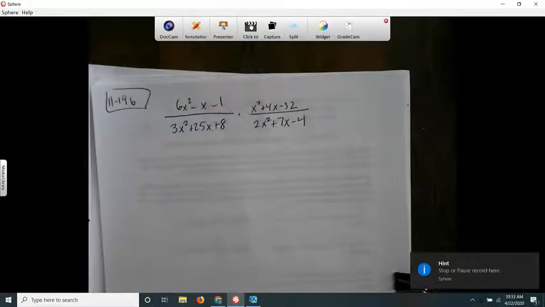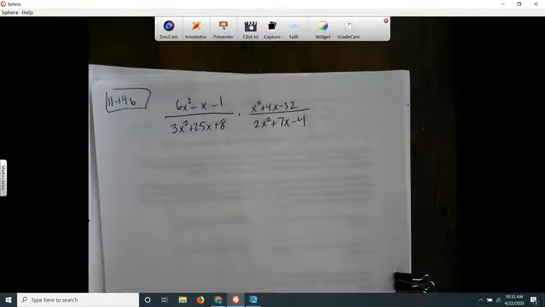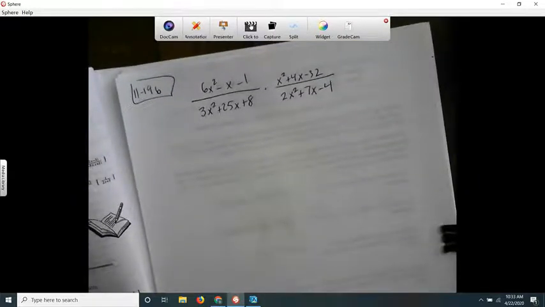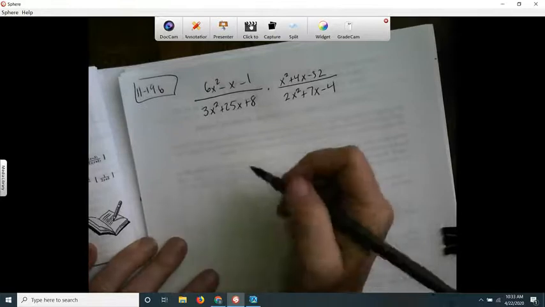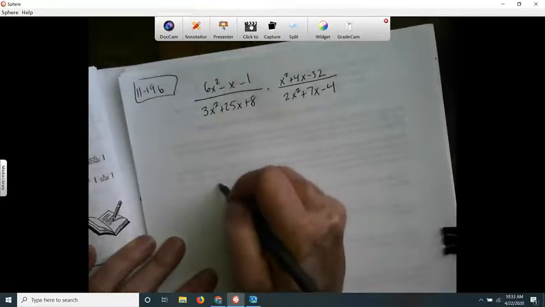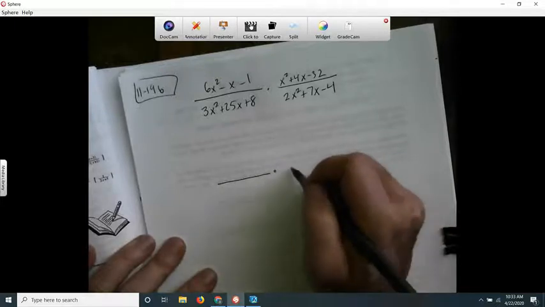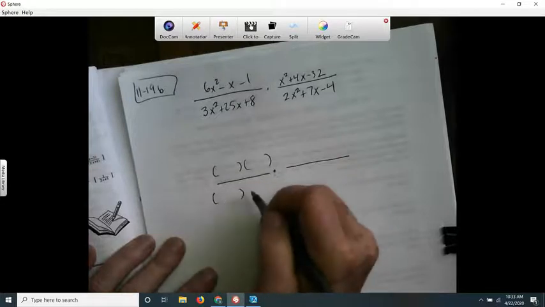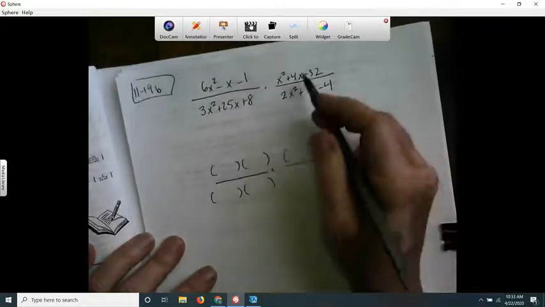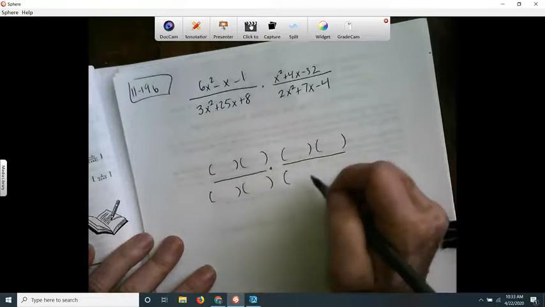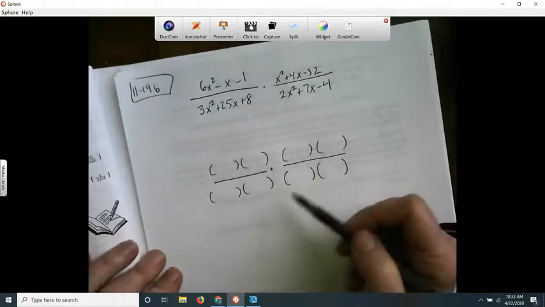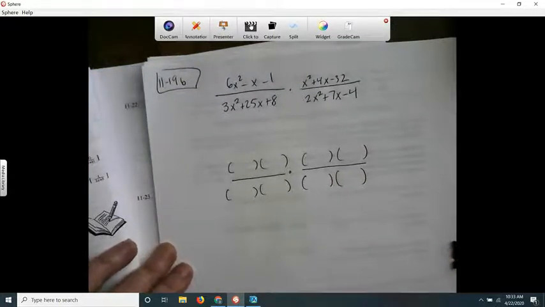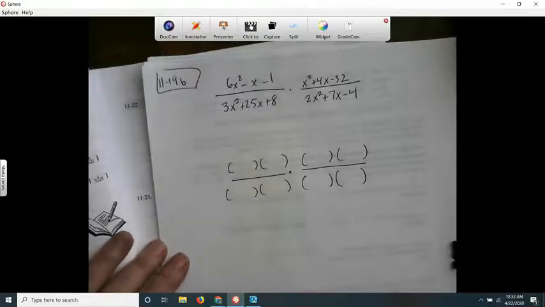This is Integrated 3, problem 11-19, letter B. I'm guessing the reason I'm getting questions on these is there might be issues with factoring. So basically, the procedure is that you want to factor everything. They're all quadratic. And then you want to go through and cancel the giant ones. So I'm going to just assume that the factoring is why people are asking these questions.